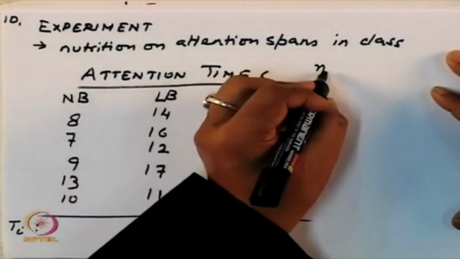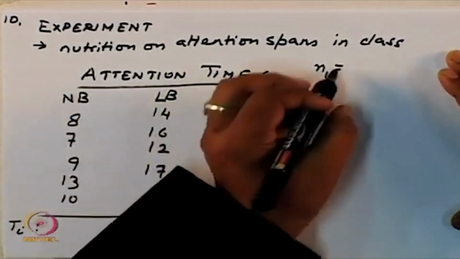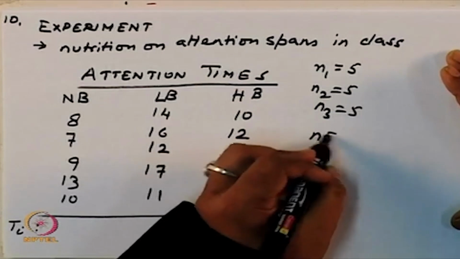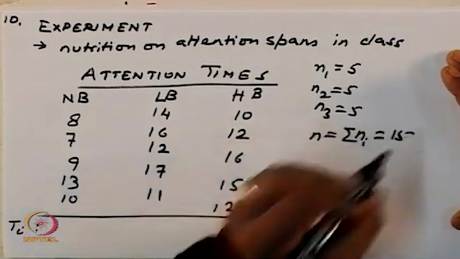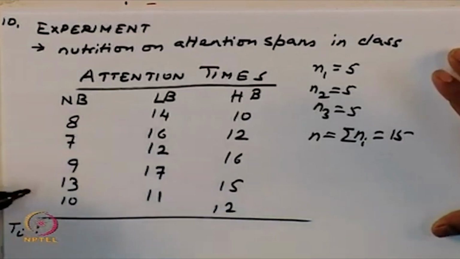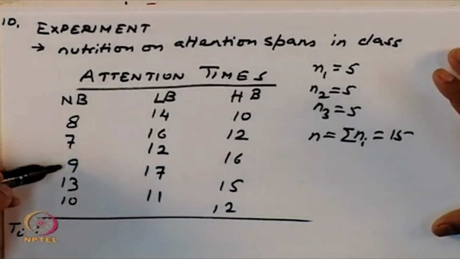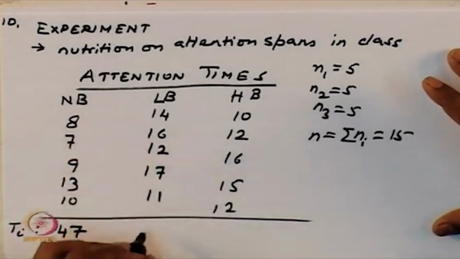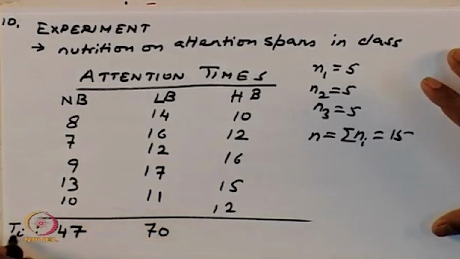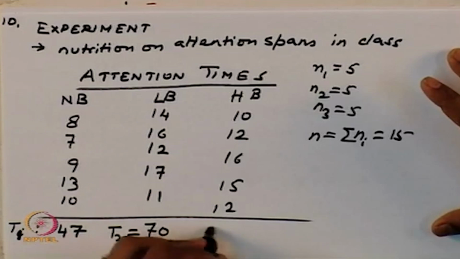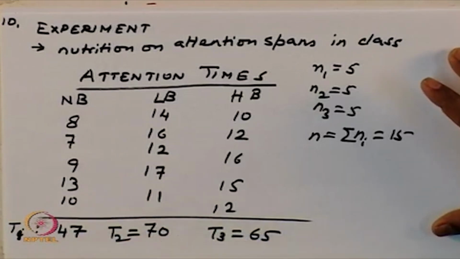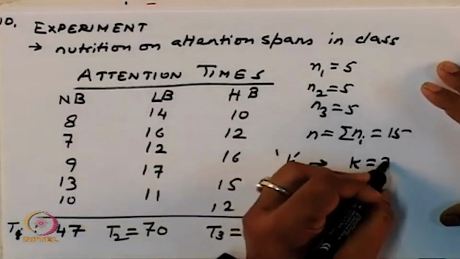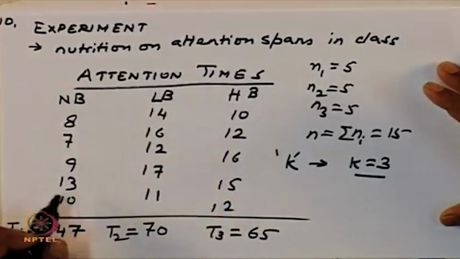So, you have N1, the sample size for condition 1, which is equal to 5, N2 is also 5, N3 equal to 5. So, N, the summation of Ni, is equal to 15. What is the total sum of Ti? You can sum these up. T1 is 47, T2 is 70, and T3 I can find out as 65. So, what is k? The k value is the number of populations. In our case k is equal to 3. You have 3 different populations.